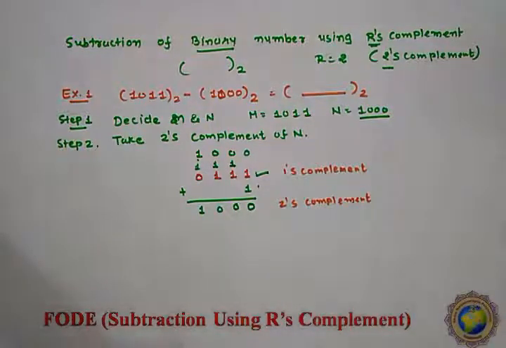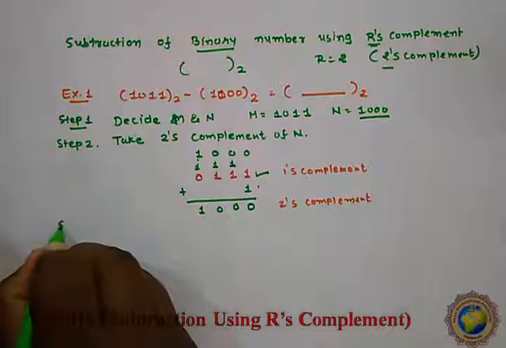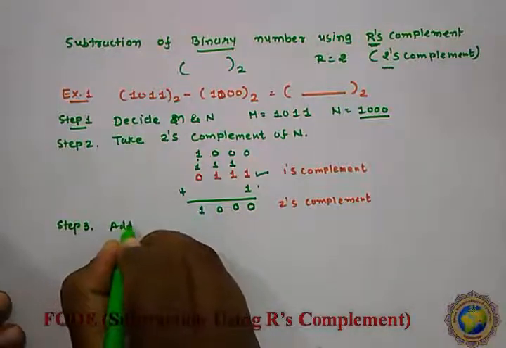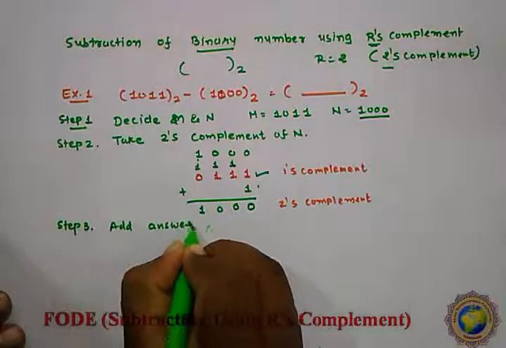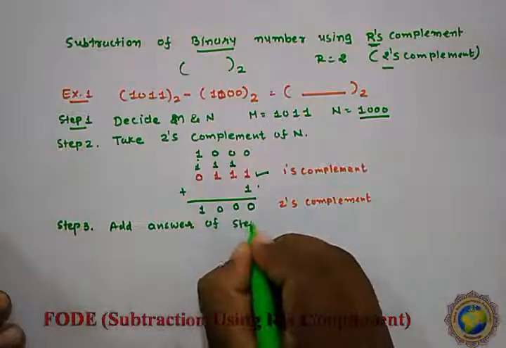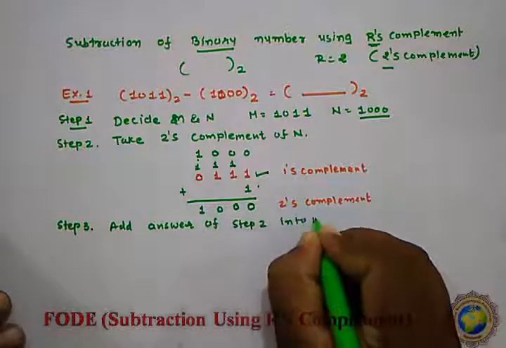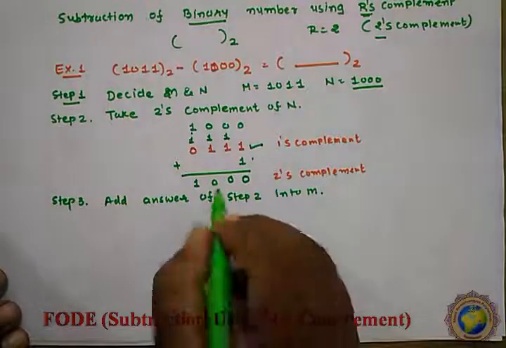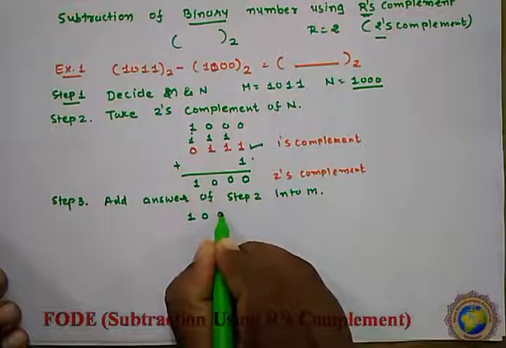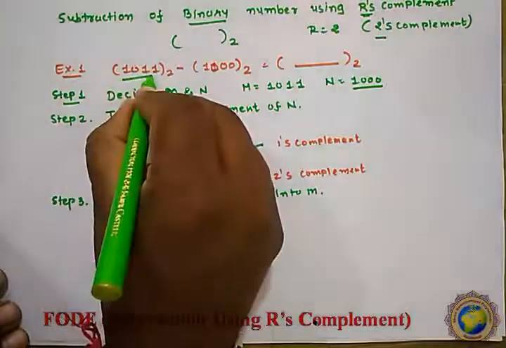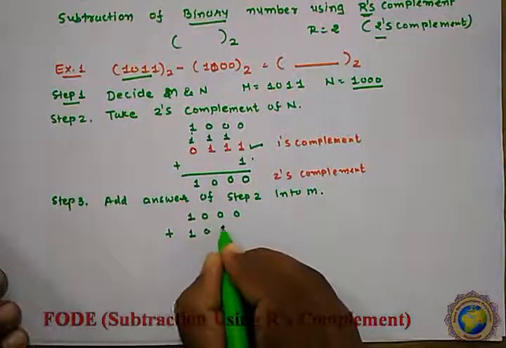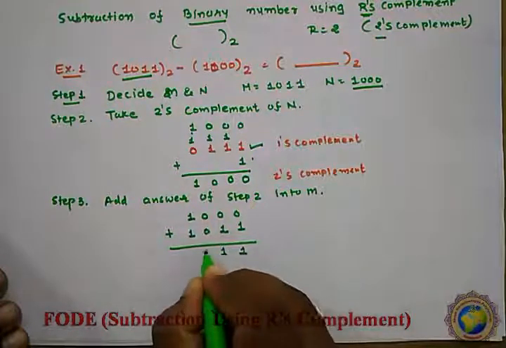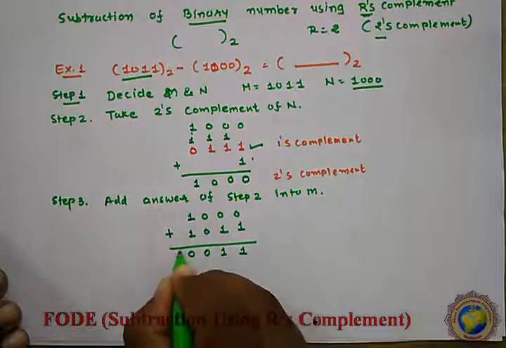Now step 3: add the answer of step 2 to m. The answer we got in step 2 is added to m. So our answer is 1000 and m is 1011. Now add this. 0 plus 1 is 1. 0 plus 1 is 1. 0 plus 0 is 0. 1 plus 1 is 10.